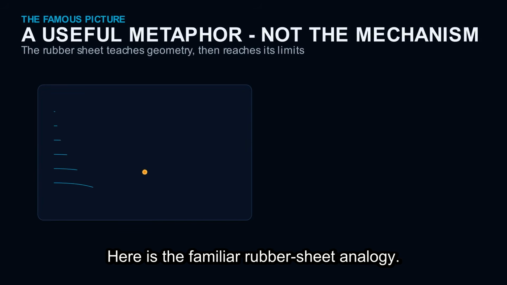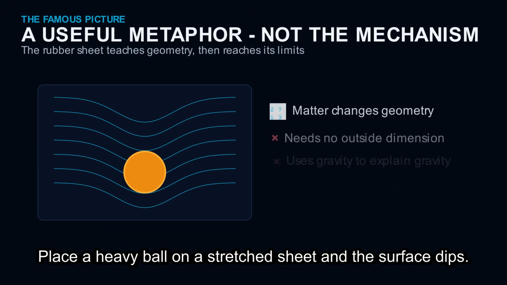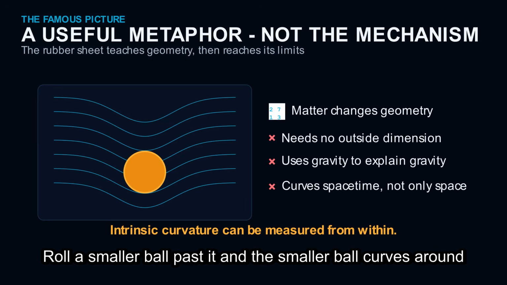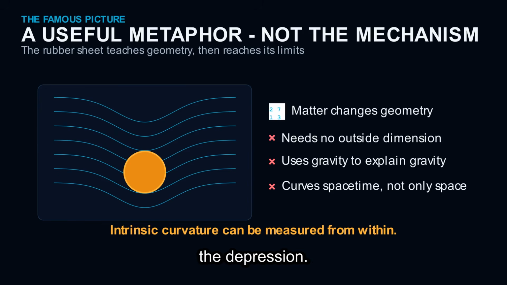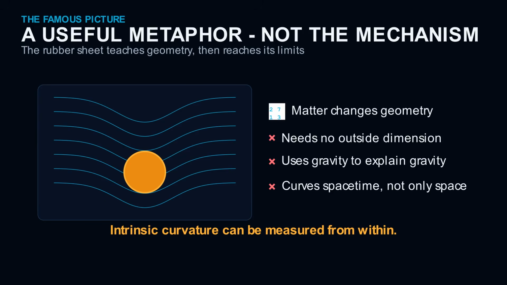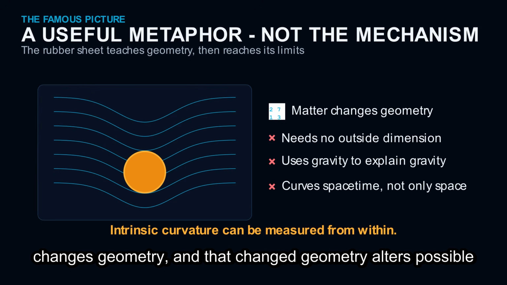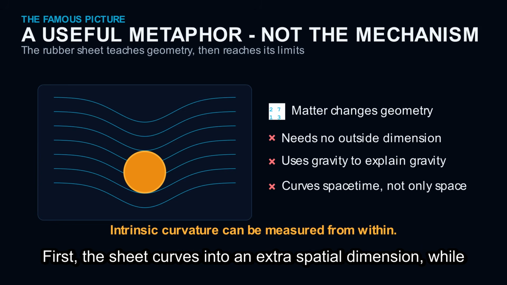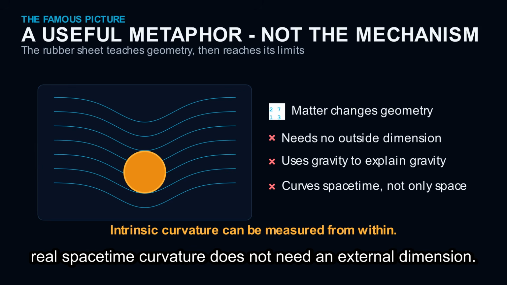Here is the familiar rubber sheet analogy. Place a heavy ball on a stretched sheet and the surface dips. Roll a smaller ball past it and the smaller ball curves around the depression. The image communicates one useful idea: the presence of matter changes geometry, and that changed geometry alters possible paths. But the analogy has serious limits. First, the sheet curves into an extra spatial dimension, while real spacetime curvature does not need an external dimension.